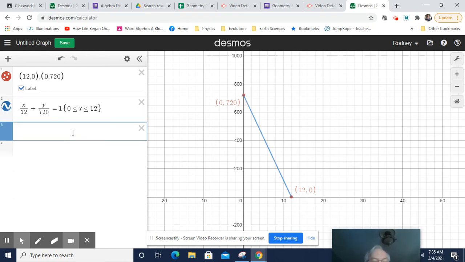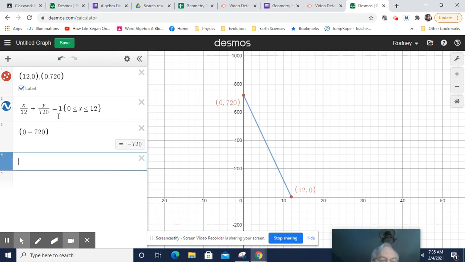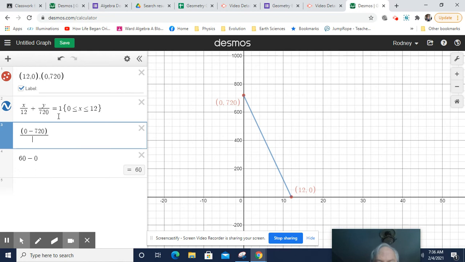Okay, so now I could also use the slope-intercept form. So you could work out a slope from these two points. We could say 0 minus 720 is that, and 0 minus 12. I'm sorry, what am I saying? That's not 60, that's 12 minus 0. I'm making silly mistakes. Okay, so now I could divide that by 12, and I'll get negative 60. So that is my slope, negative 60.